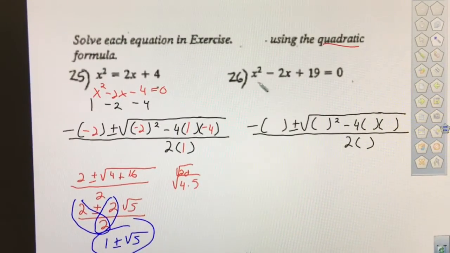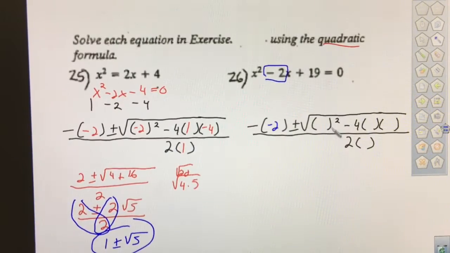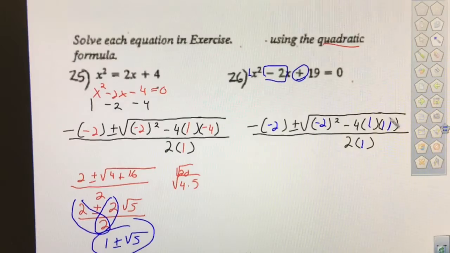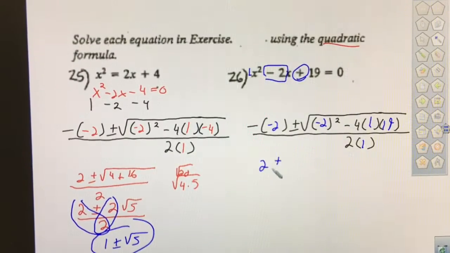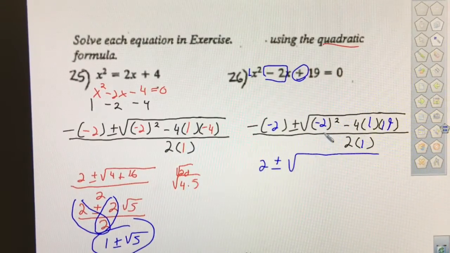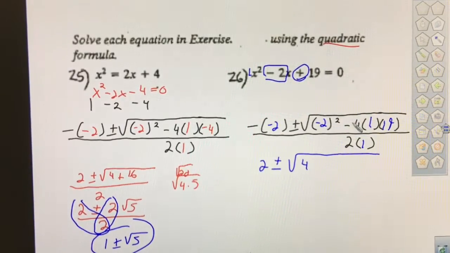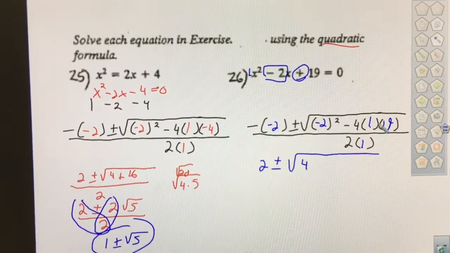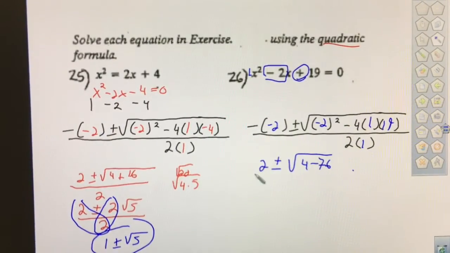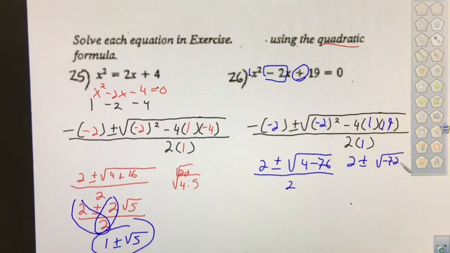For this one, it's already in the correct format, so I'm going to start off with B. So it's going to be negative 2, negative 2. A is going to be 1 again. And C is going to be positive 19. Negative 2 is positive 2 plus or minus the square root of 4. And then negative 4 times 19, which is 76. So that's going to be 4 minus 76 all over 2. 4 minus 76 is negative 72. So this is going to give me 2 plus or minus the square root of negative 72 over 2.